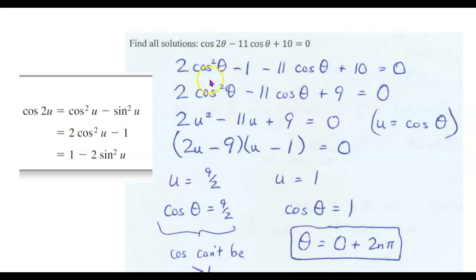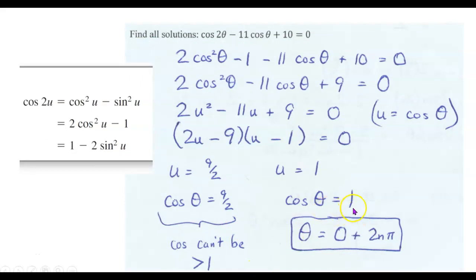Now, after a little bit of combining like terms, this looks like a quadratic equation where the variable that's being squared is cosine theta. If I let u stand for cosine theta, then it does look like a quadratic equation, and I can solve it by factoring. U is equal to either 9/2 or 1, and since u is really cosine theta in disguise, that means cosine theta equals 9/2 or 1. But if cosine theta equals 9/2, there's no solutions for that, because cosine can't be greater than 1.